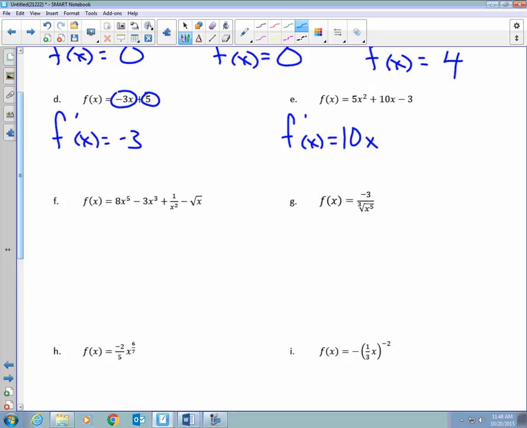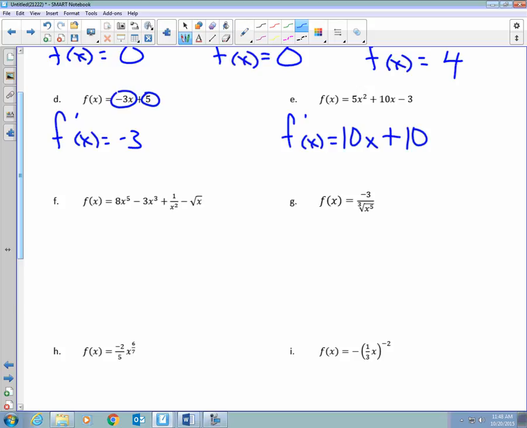I take the 2, I move it out front. 2 times 5 is 10. I reduce the exponent by 1. So you get x to the first, plus 10, derivative of negative 3, 0. So the derivative of 5x squared plus 10x minus 3 is 10x plus 10.